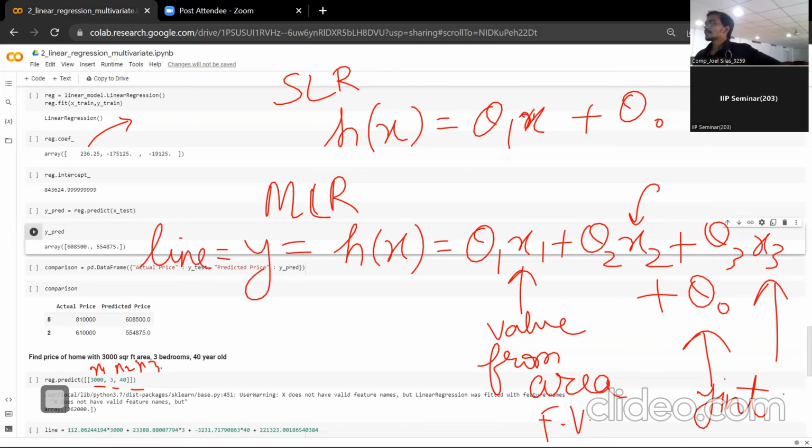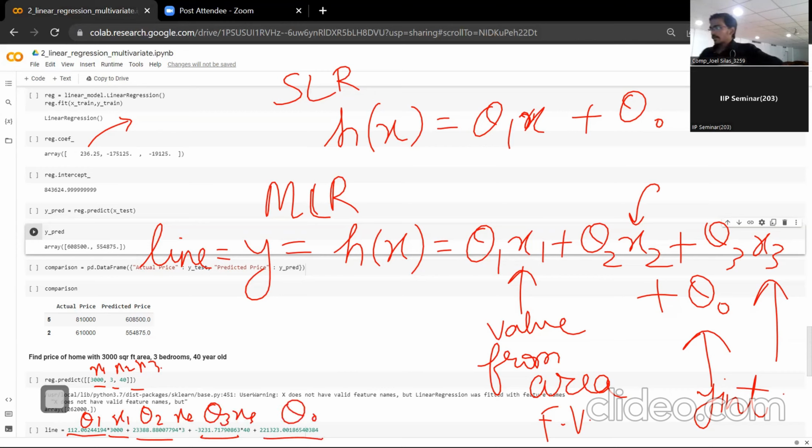So the equation of the line is, see here, this over here is theta 1 into x1. This is theta 2 into x2. This is theta 3 into x3. And this is theta 0.